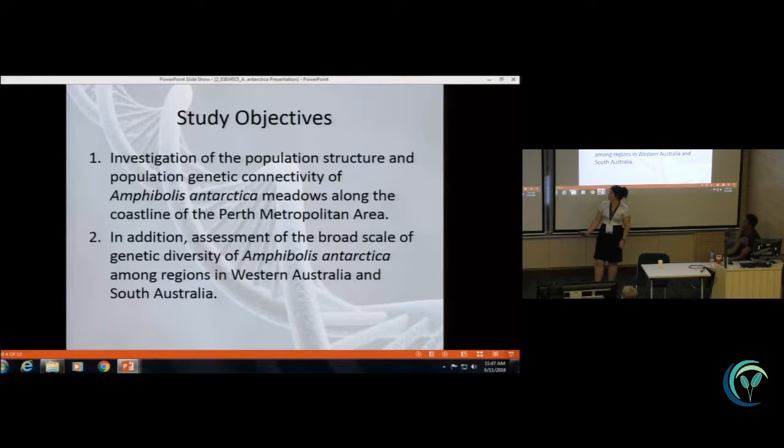So my study objectives. Firstly, it was to investigate the population structure and population genetic connectivity of Amphibolis antarctica meadows in the Perth metropolitan area. And then I furthermore had a broad-scale study of the genetic diversity found between my local site in Perth and compared it to South Australia.